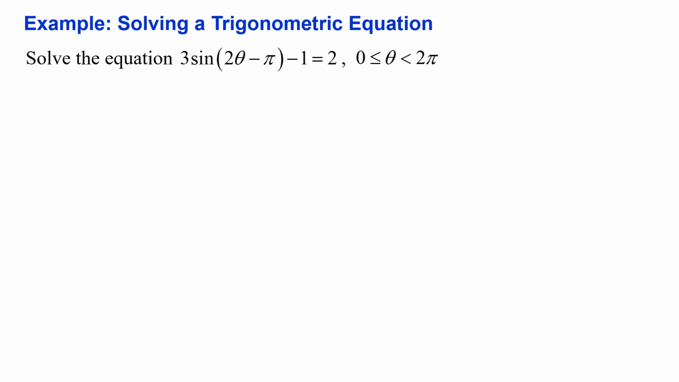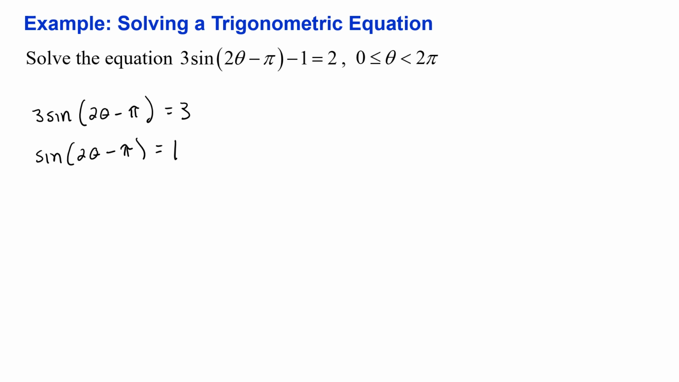Now, since this is a linear trigonometric equation, we're going to begin by isolating the sine function. First, we will add 1 to both sides of the equation and write the equivalent equation 3 times sine of the quantity 2 theta minus pi equals 3. Now let's divide both sides by 3 and write the equation sine of the quantity 2 theta minus pi equals 1. At first, we're going to write the general solution to this equation so that we don't miss listing any of the solutions in the specified interval of 0 to 2 pi.